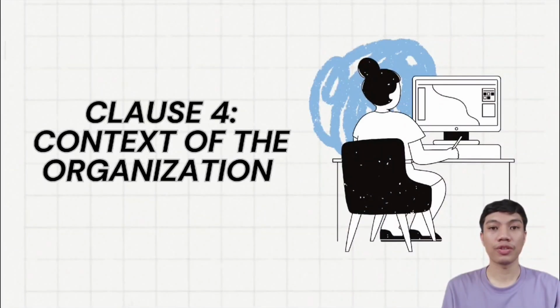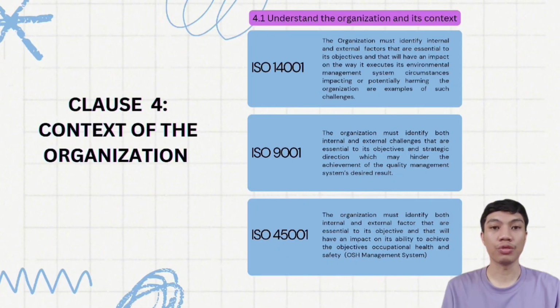Clause 4, Context of the organization. The three ISOs, which are ISO 14001, ISO 9001 and ISO 45001, use the same clause, which is 4.1, understanding the organization and its context. For ISO 14001, the organization must identify internal and external factors that are essential to its objective and that will have an impact on the way it executes its environmental management system. Circumstances impacting operationally or harming the organization are examples of such challenges.